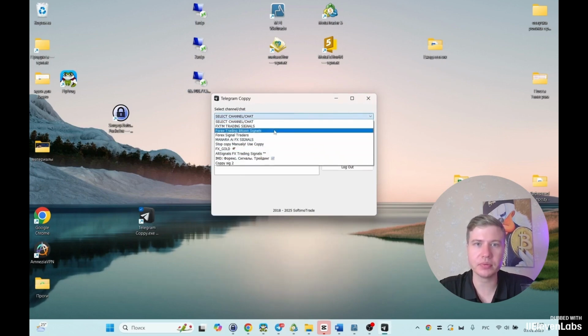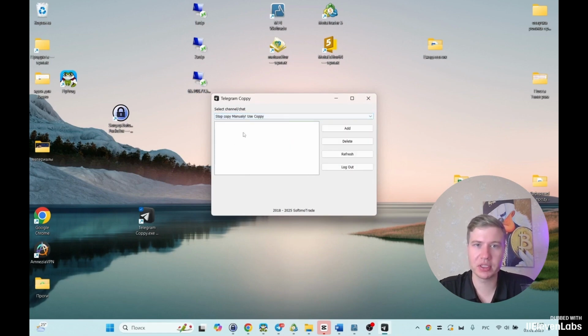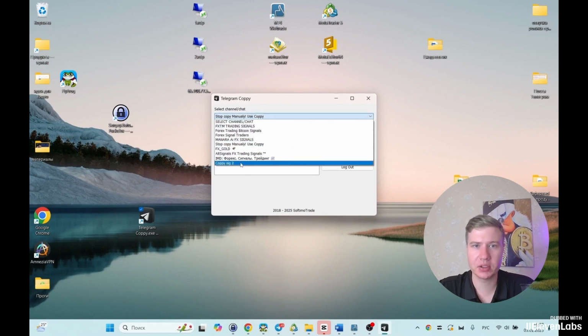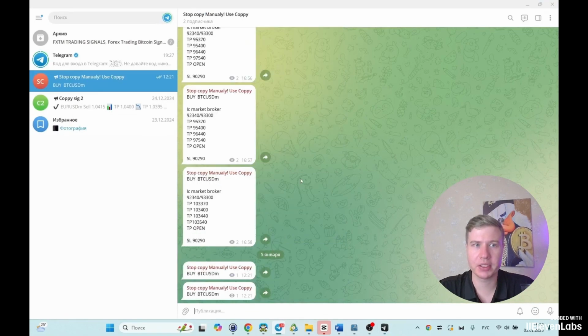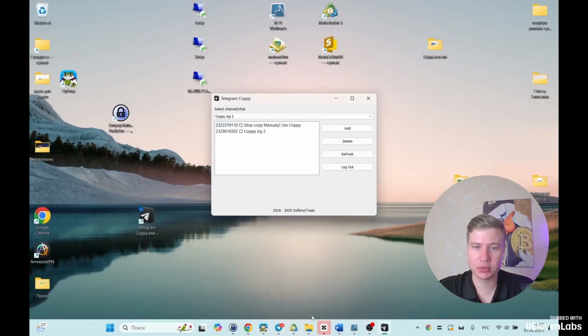Here we can choose any of the channels we are subscribed to or chats. I will choose this top copy and copy signal 2. These are two channels that I created for us to insert 10 selected examples from Telegram channels and see how they are copied in MetaTrader 4. With this step, we are all set.